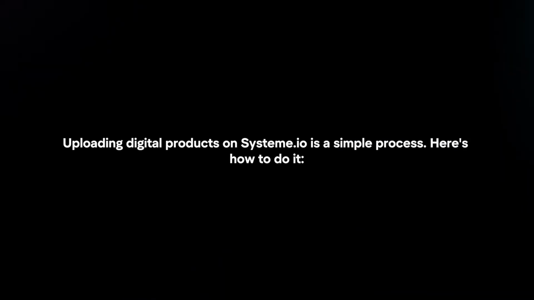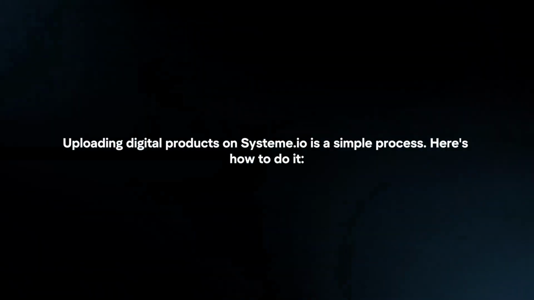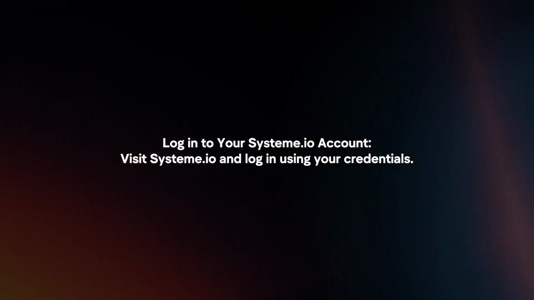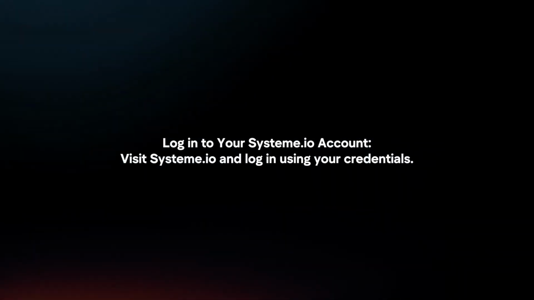Uploading digital products on System.io is a simple process. Here's how to do it. Log into your System.io account. Visit System.io and log in using your credentials.